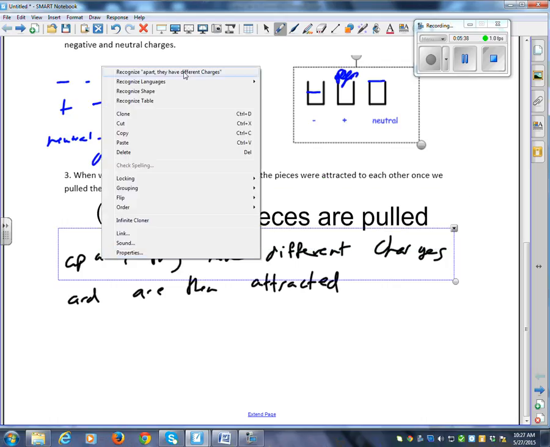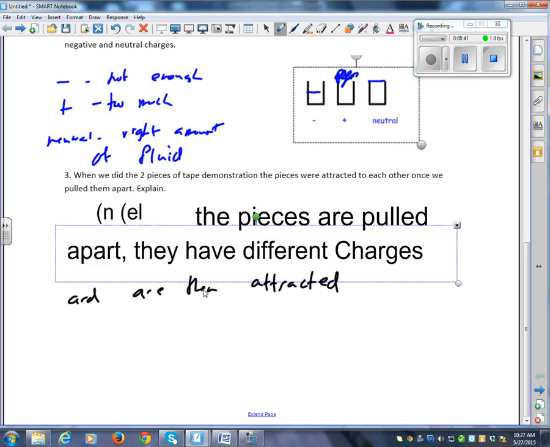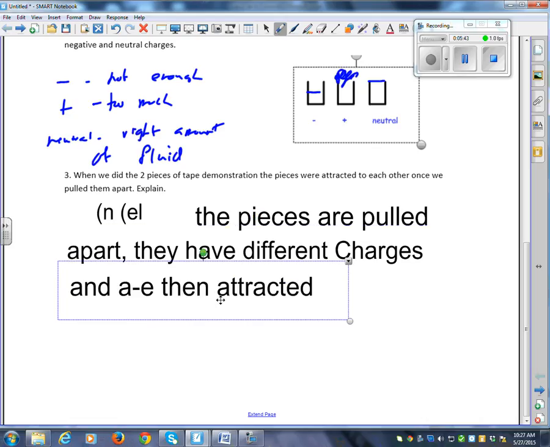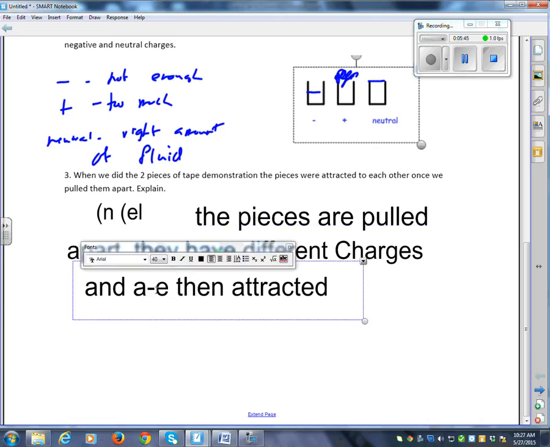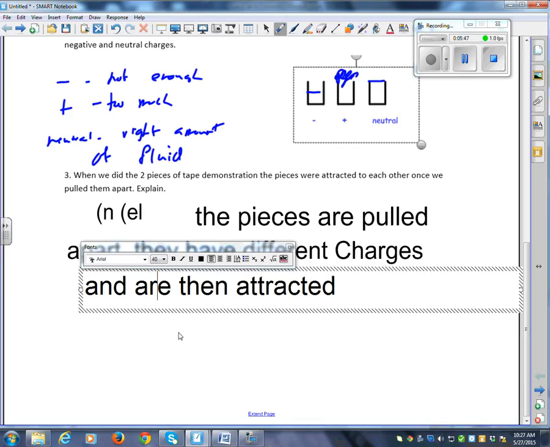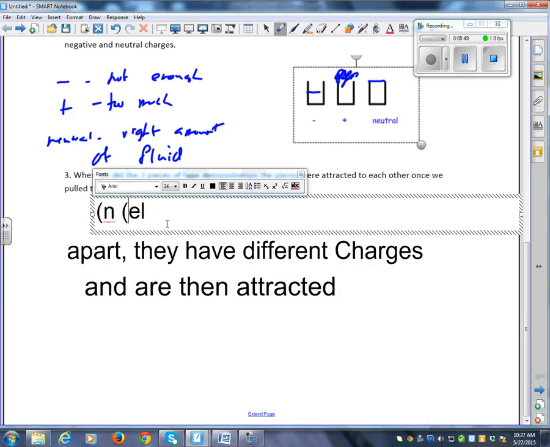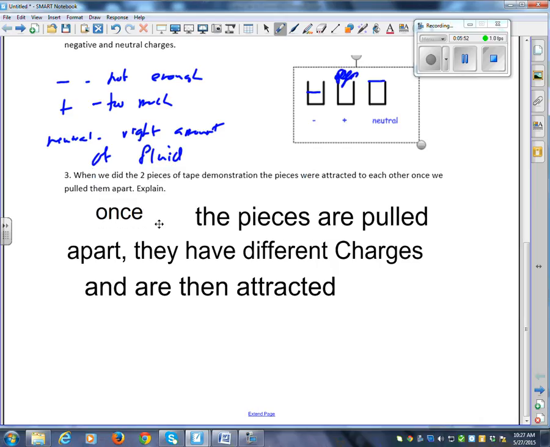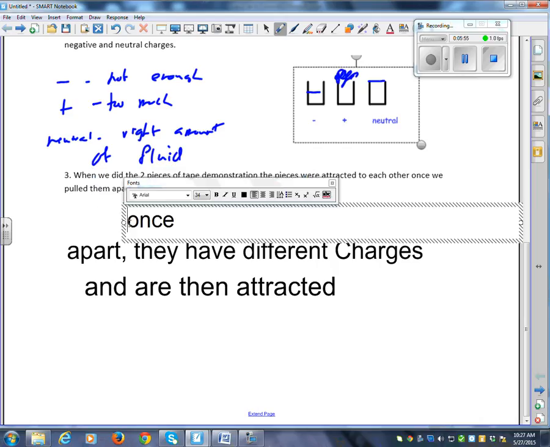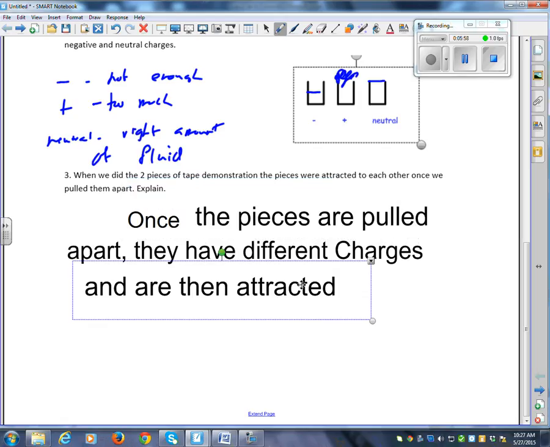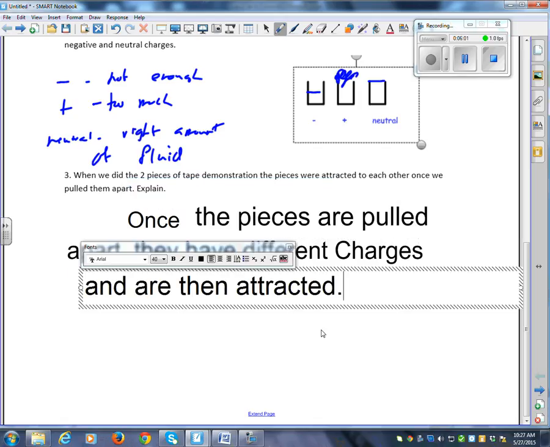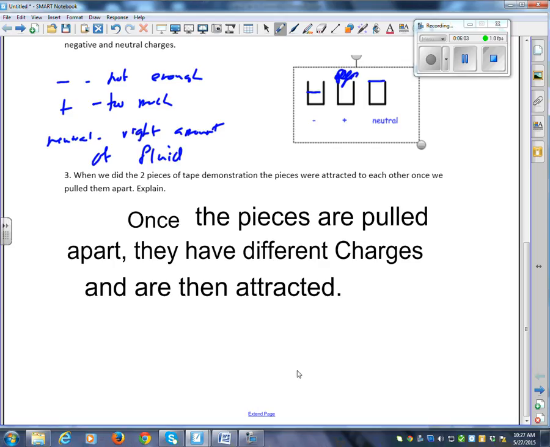No, it's not fair. You can't do that. Come on. There's no capital, come on. And there's no period at the end of your sentence. That's all we have to write.